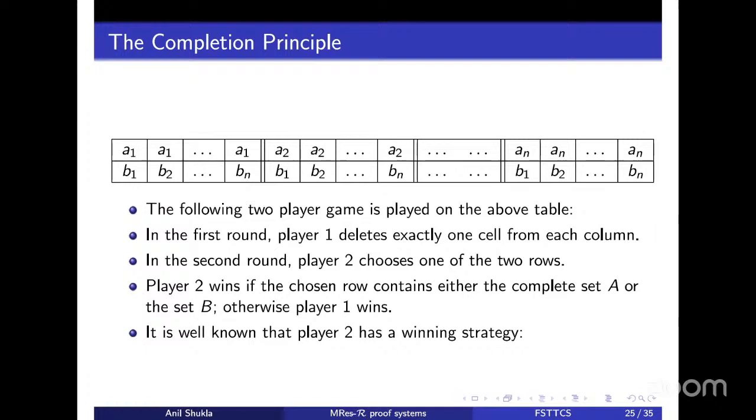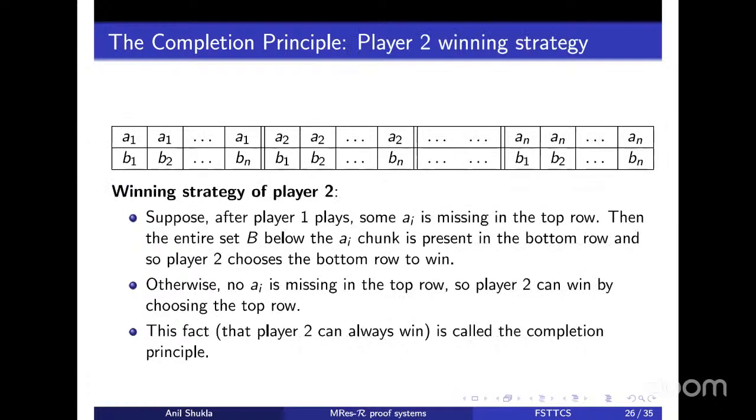Player 2 will come and choose a row, either the top row or the bottom row. And player 2 will win if whatever row he has chosen contains every A or every B. So this player 2 has a winning strategy for sure. And the fact that player 2 has a winning strategy in this game is called the completion principle.